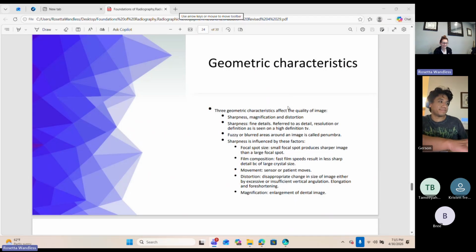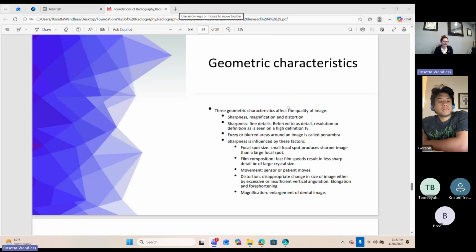Again, our three geometric characteristics: sharpness, magnification, and distortion. Again, sharpness is how crisp, how high definition, how clear our images are. We don't want it blurry or fuzzy, called penumbra. The three issues that will affect sharpness are focal spot, film composition, and if a patient moves.